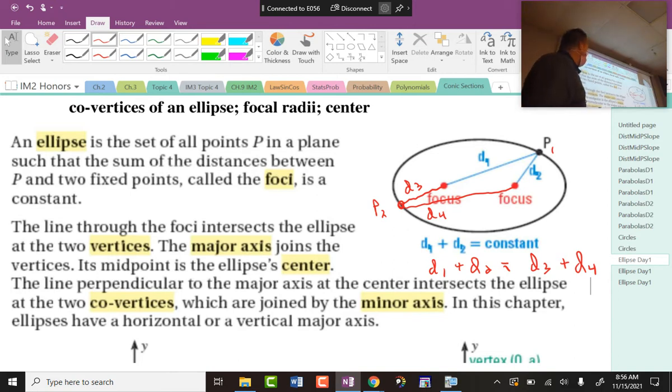All right. So the ellipse is a set of all points P in a plane, that thing that I told you. The string dictates it. That's all that stuff between two fixed points.